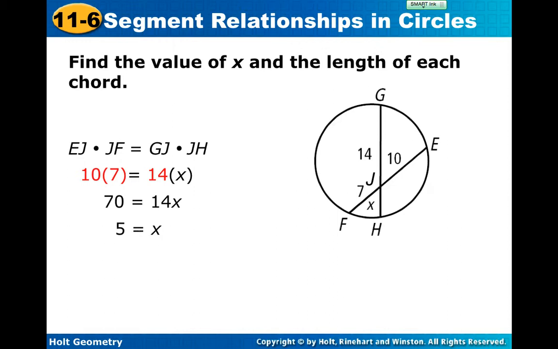Now the directions say and find the length of each chord. Okay, so what it's asking you to say is that FE is 17, GH is 19. When you find how long they are, you don't multiply. But if this was 14 and we just found this piece to be 5, that's a total of 19. So that's what the directions are saying. Find x and find the length of each chord.